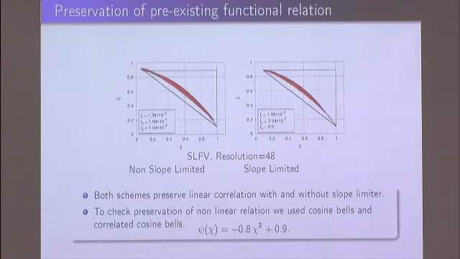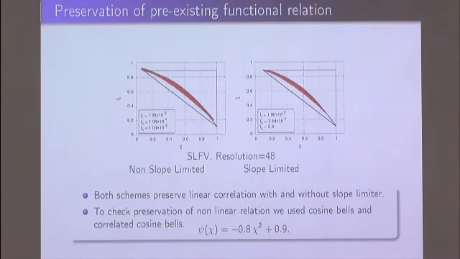And this third test case checks how well these two schemes preserve the pre-existing functional relations, and both of these schemes are able to preserve the linear correlation exactly. And when we are using the correlated cosine bell and cosine bell tracers, this is the functional relation.